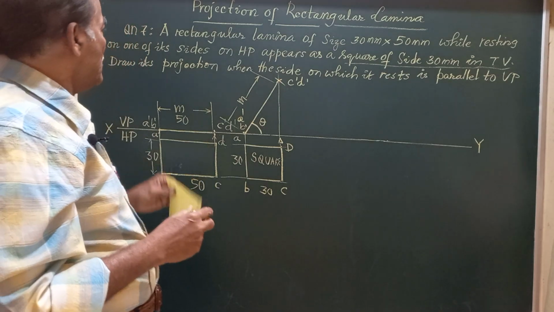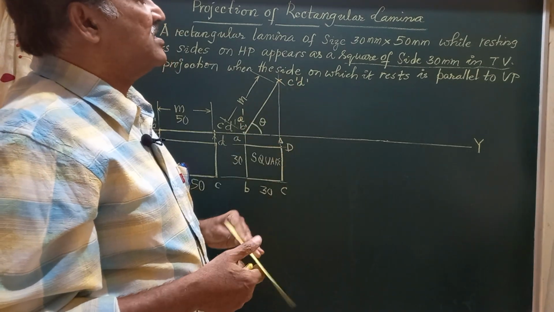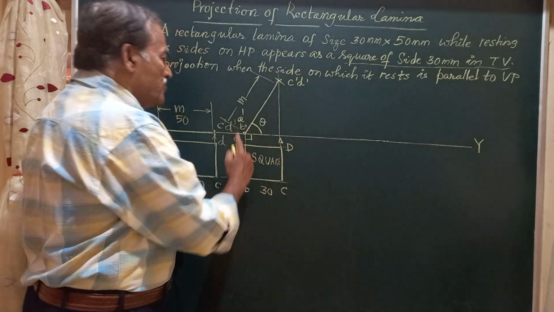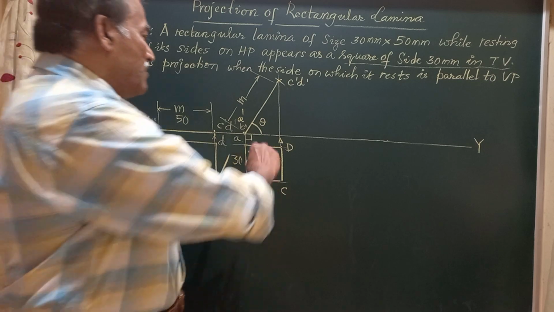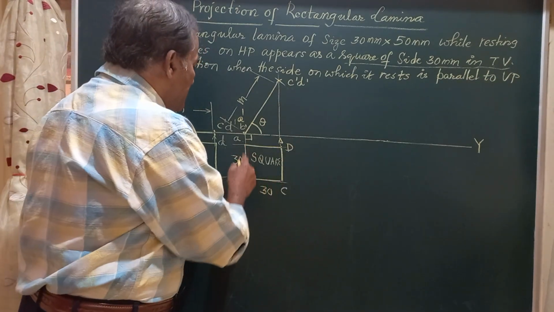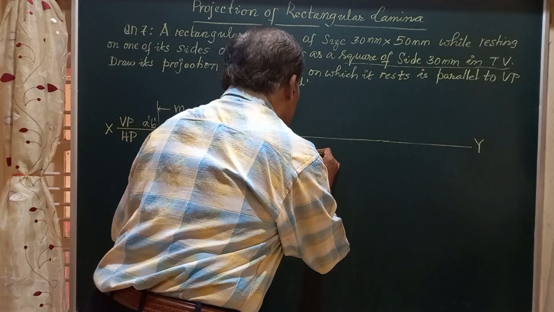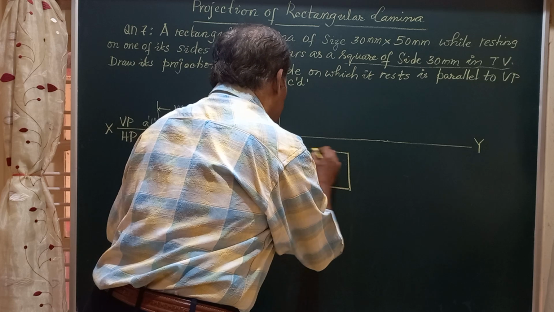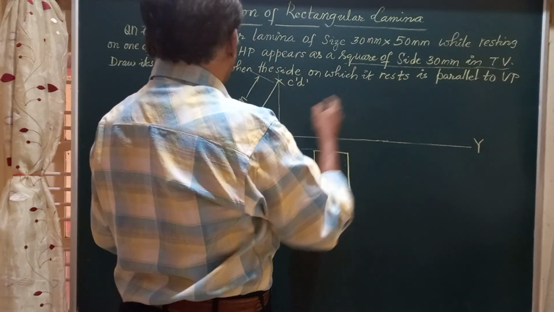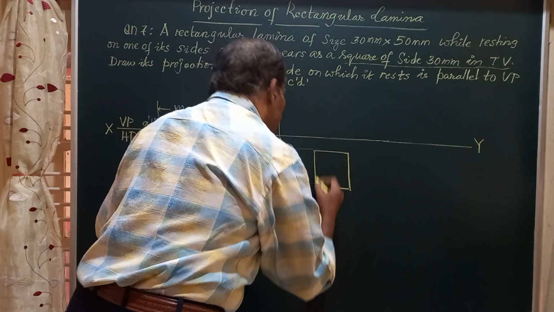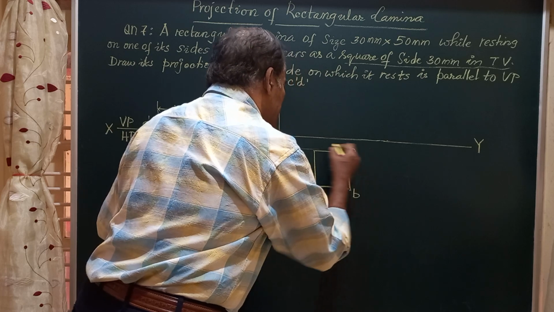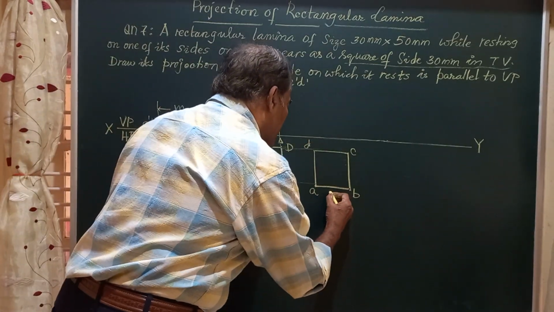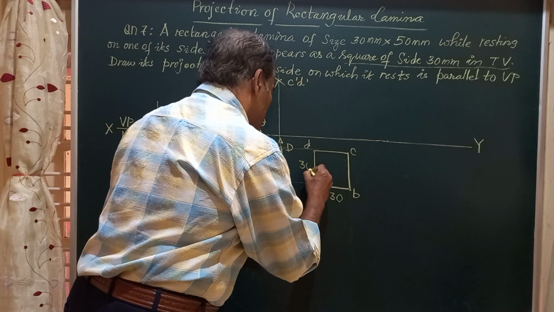Finally, he says, draw its projections when the side on which it rests is parallel to VP. Friends, here it is resting on side AB. That side AB is normal to VP or perpendicular to VP. So, I have to redraw this figure with the side AB which is vertical, that should become horizontal. So, friends, I will once again construct the same square adjacent to this figure. Anywhere it could be a square here, and he says the side AB should be parallel to VP. So I can take it AB here, A, B, C, D, or you can take it as A, B, C, D. It will not make any difference. Friends, this is again a square having dimensions 30 millimeter by 30 millimeter.